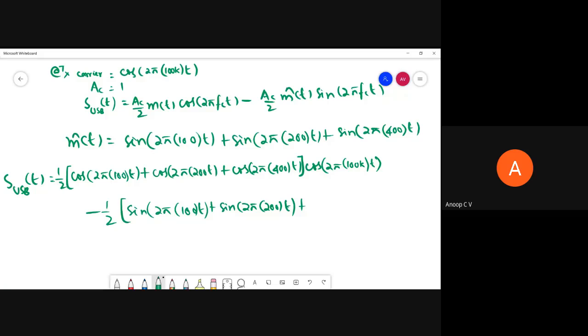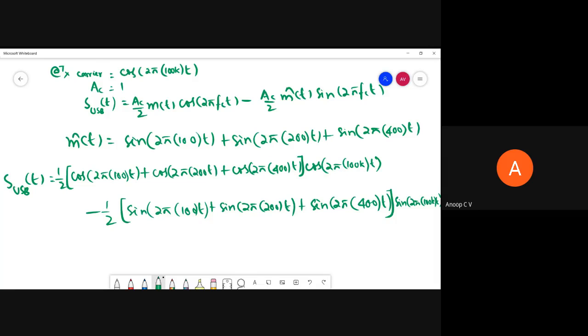Minus. Plus sine 2 pi times 400 t. Everything into sine 2 pi times 100k times t. So this is what we have.